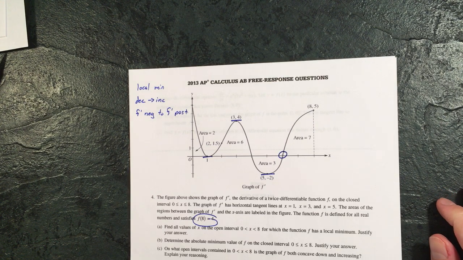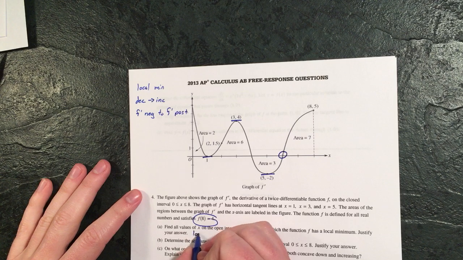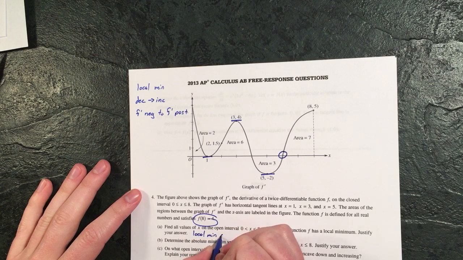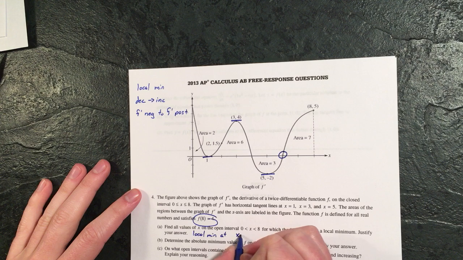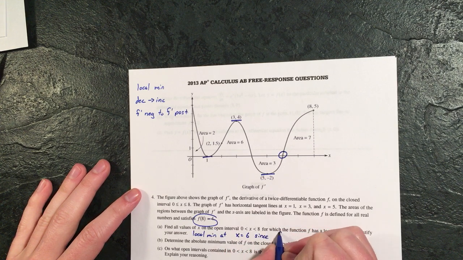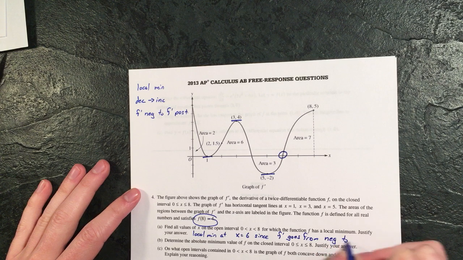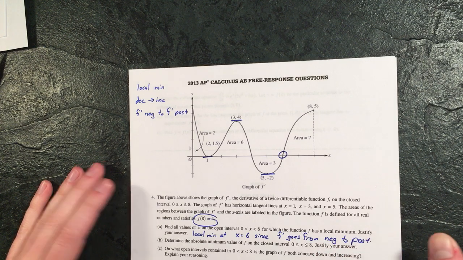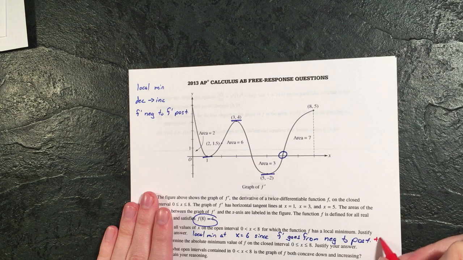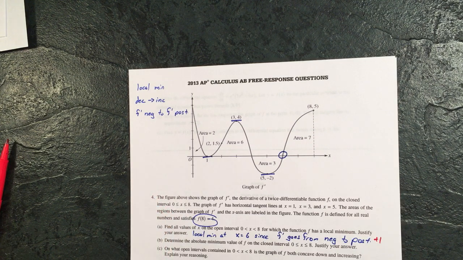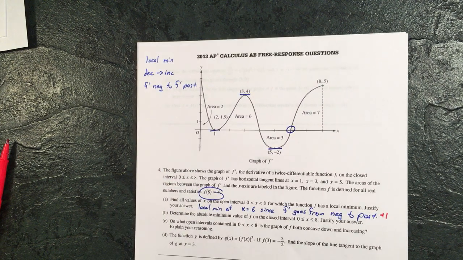So our local minimum is at x equals, what is that, 6? Since f prime goes from negative to positive. And that's all we need here. That's 1 point though. I wish it was 2. But we'll take the 1 point there. Not too bad. Determine the absolute minimum value of f on the closed interval from 0 to 8.